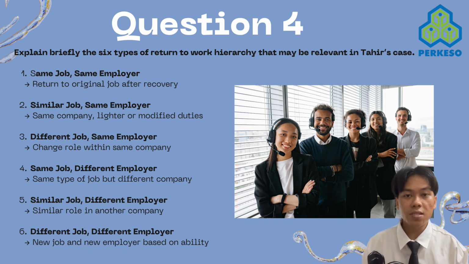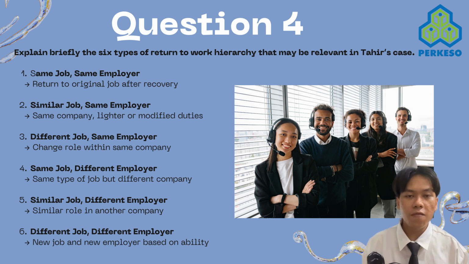Explain briefly the 6 types of return to work hierarchy that may be relevant in Tahir case. For Tahir case, there are 6 return to work hierarchy levels under the SOCSO RTW program. First is the same job, same employer, where Tahir goes back to his original job after recovery and continues his normal duties without any changes. Second is similar job, same employer, where he still works in the same company, but his tasks are adjusted or made lighter, especially to reduce strain on his back.